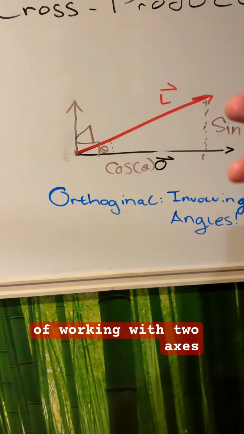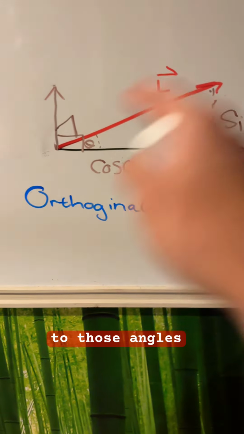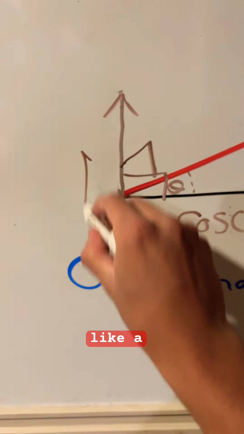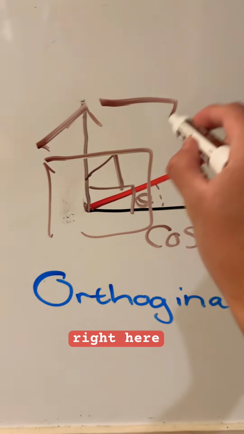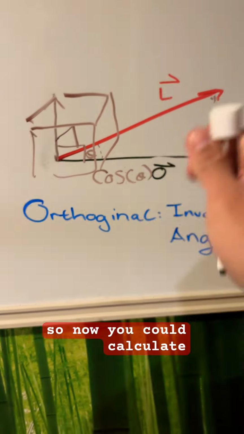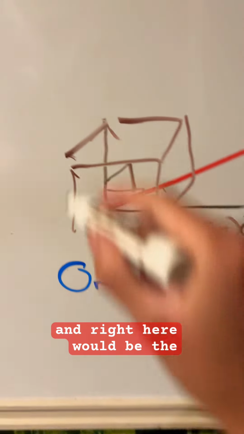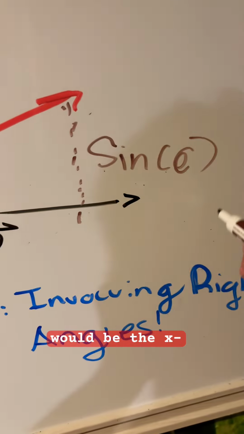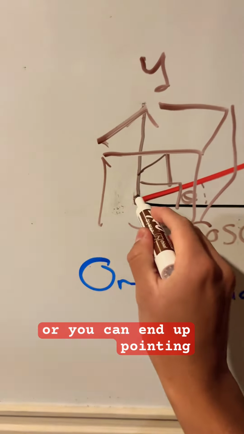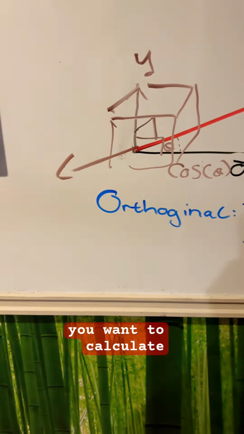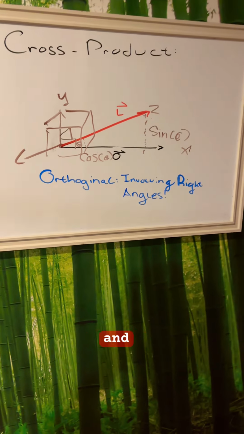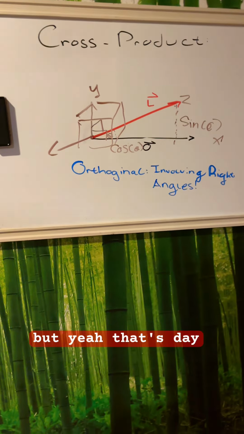Instead of working with 2 axes, we can work with 3 now relative to those angles and place the object here. So just say imagine you had a square object, for instance, right here. Now you have its sense of direction relative to the middle point. So now you could calculate if it's going up or down. And right here would be the y-axis, this would be the x-axis, and this would be the z-axis because it's pointing backwards, or you can end up pointing it forwards, however you want to calculate that. But that's basically what it gives us. It gives us a sense of direction and allows us to project 3D coordinates. But yeah, that's day 12.